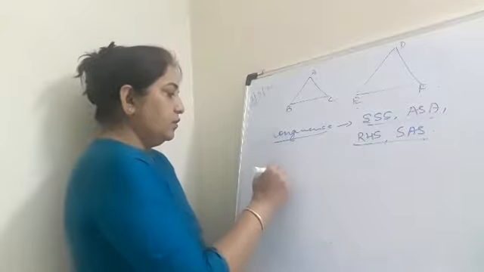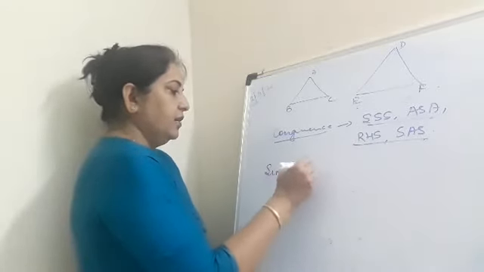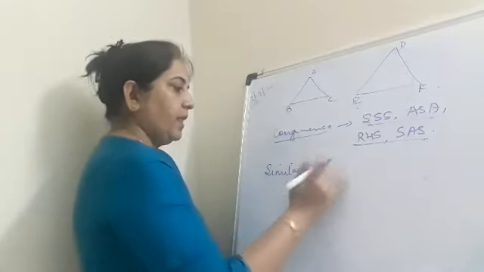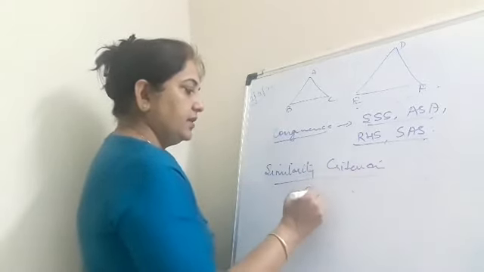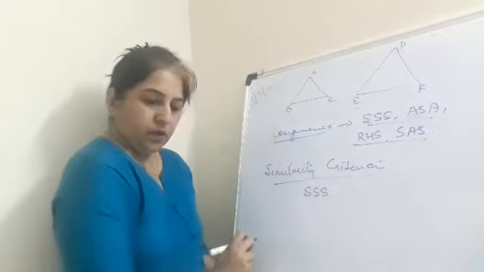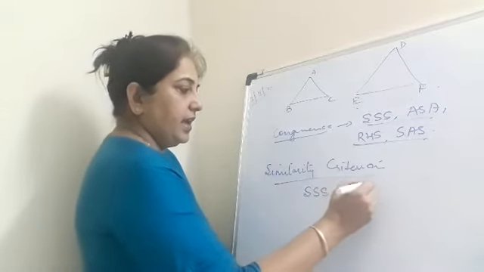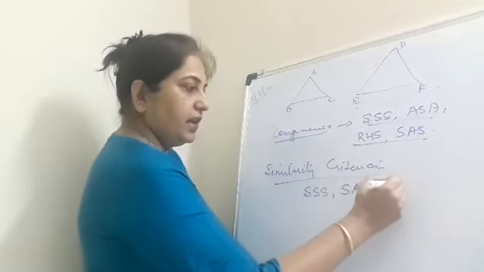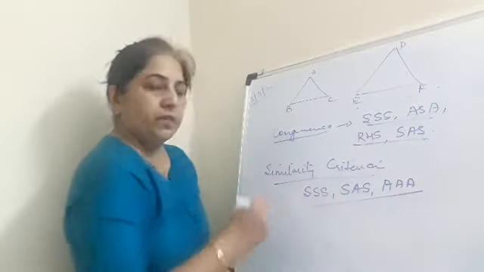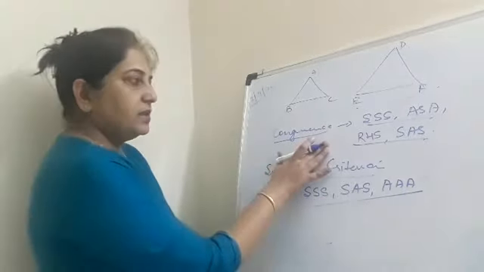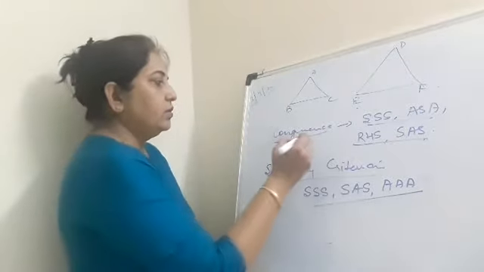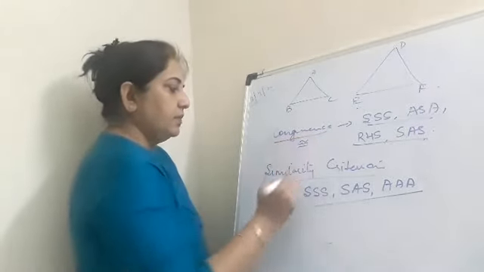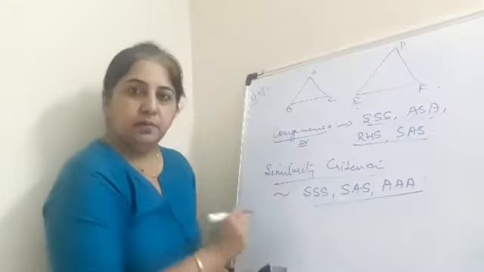And when we talk about the similarity criterion, we are going to study SSS similarity. Okay, we also have SAS similarity and we have AAA similarity. So these are some congruence criteria, and these are some similarity criteria. I also told you that the symbol of congruence is this, and this is the similarity symbol, right?